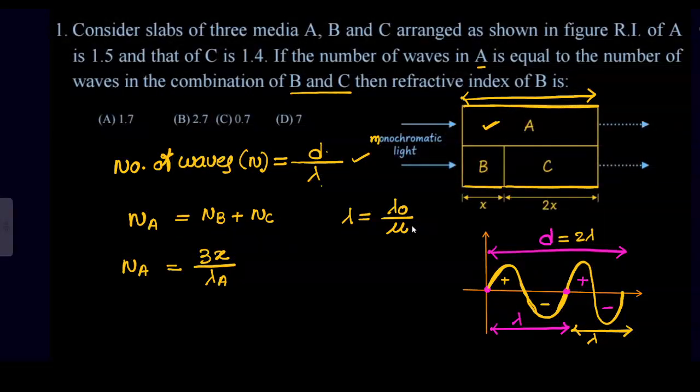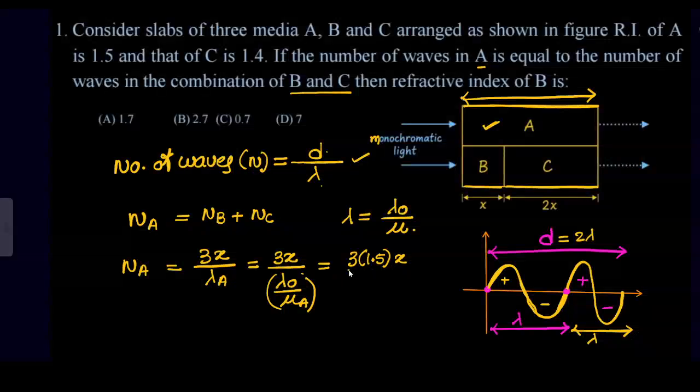Lambda naught is the wavelength in air. So that means how much will come? This is 3x by lambda A, so we can say lambda naught by mu. Mu means refractive index of A. Refractive index of A is how much? 1.5. So that is 3 into 1.5x by lambda naught.